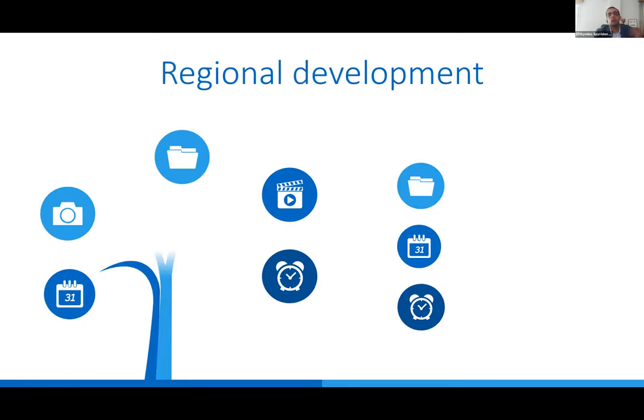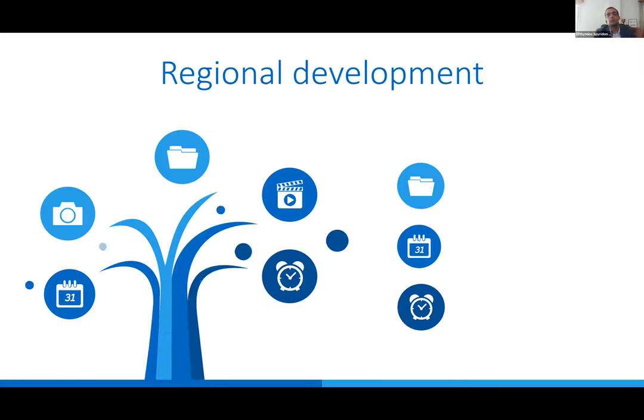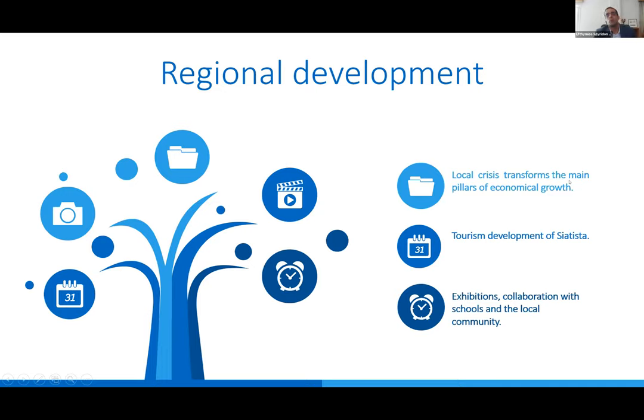I like to see region development as a tree which contains these points: local crisis transforms the main pillars of economic growth, because Sciatista is one of the five lowest regions in Greece in employment. The unemployment among young people is over 14%. Tourism development of Sciatista and exhibition collaboration with the school and the local community. The cultural heritage and development as an umbrella.